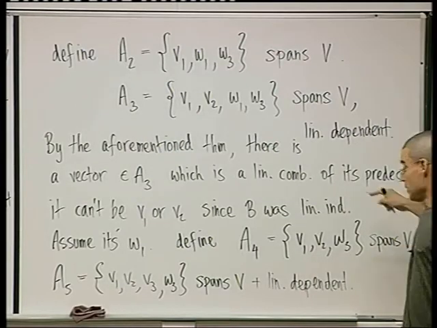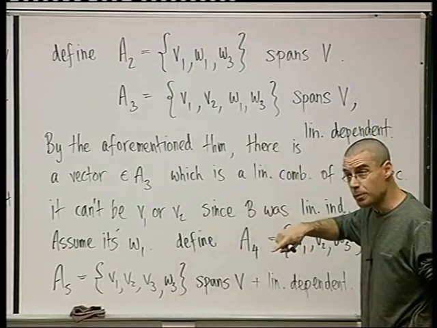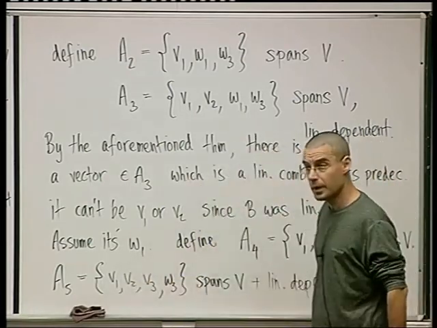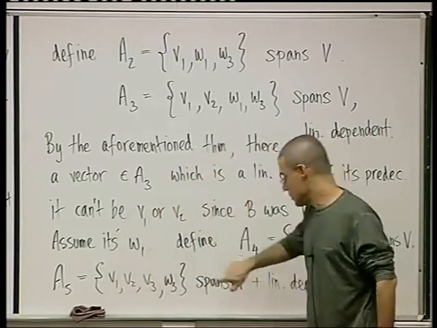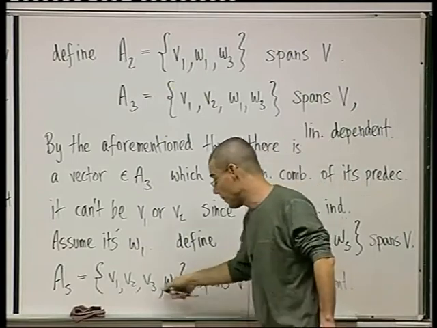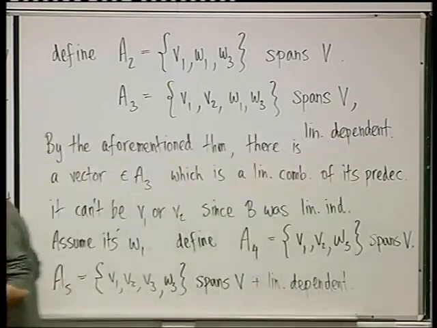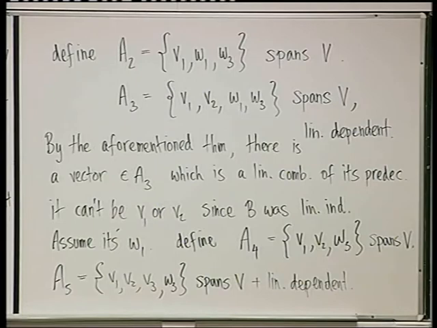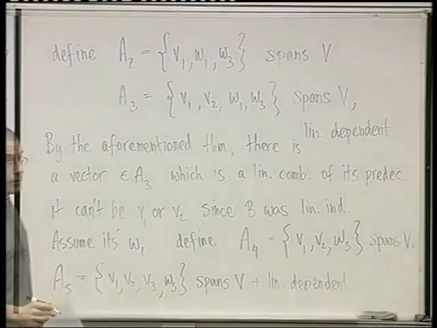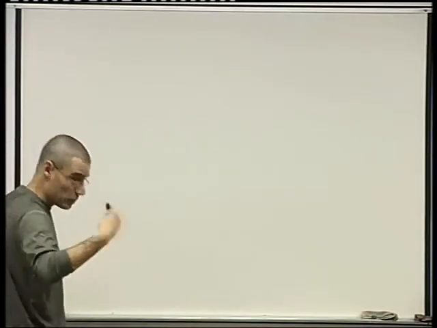Good? So there's an element here that's a linear combination of its predecessors, and it cannot be these Vs, because they come from B, and B was linearly independent. So it's W3. W3 is a linear combination of its predecessors, right? We can throw it out. So let's write that. Almost done. I'm not going to write again, by the aforementioned theorem, since V1 is non-zero, there exists an element which is a linear combination of its predecessors. It cannot be V1, V2, and V3, since they came from B, and B was a linearly independent set, so it has to be W3. Okay, I'm not going to write all that, but that's the idea. We're just repeating it again and again.